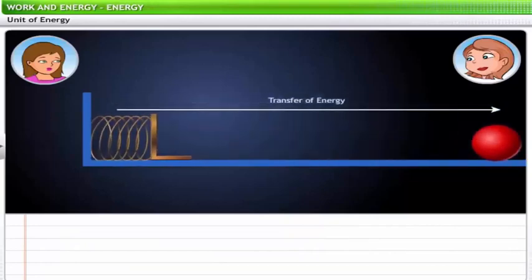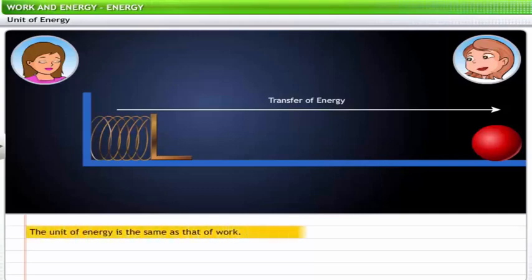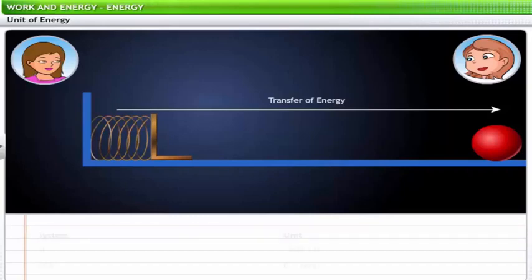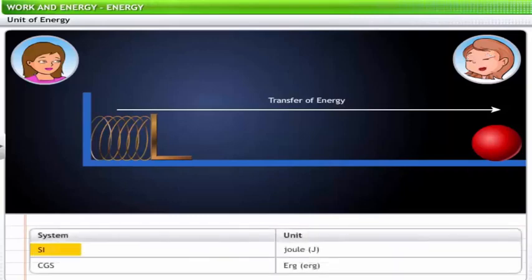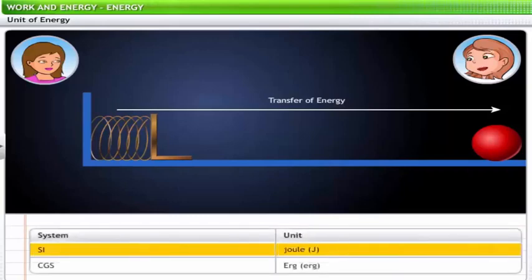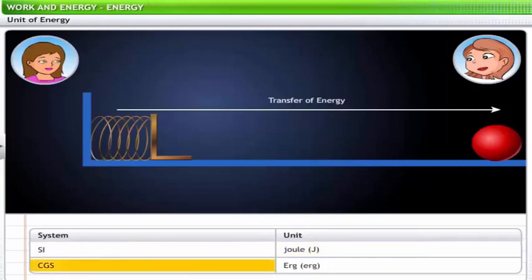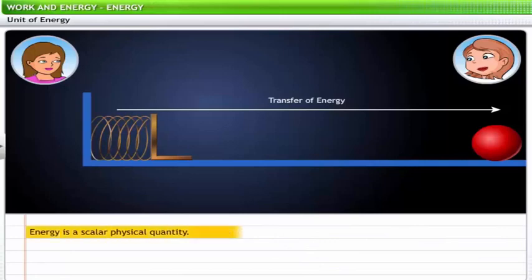Oh, so work is basically a transfer of energy. So how about the unit of energy? Good thinking. The unit of energy is the same as that of work. Thus, the unit of energy in the SI system is joule, and in the CGS system, erg. Like work, energy is also a scalar physical quantity.